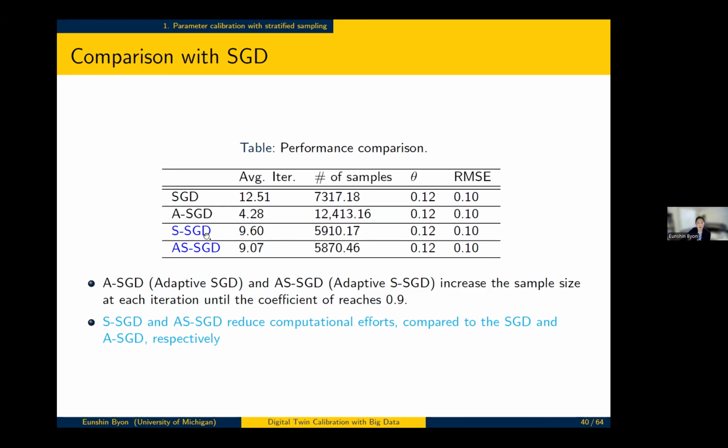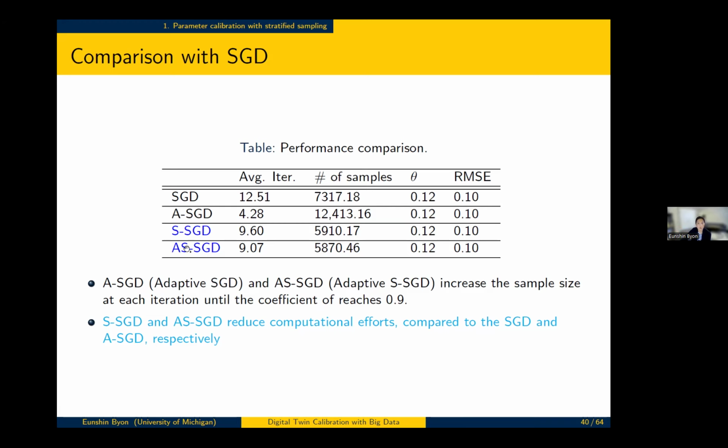And we also extended this SGD to ASGD. So ASGD is the adaptive SGD. Instead of using a fixed size at each iteration, it increases the data size until some criterion is satisfied. And in this case, we use the coefficient of variation. So there's a typo. Until the coefficient of variation reaches 0.9, we increase the data size at each iteration. So ASGD used 4 iterations, and it used 12,000 runs until convergence.